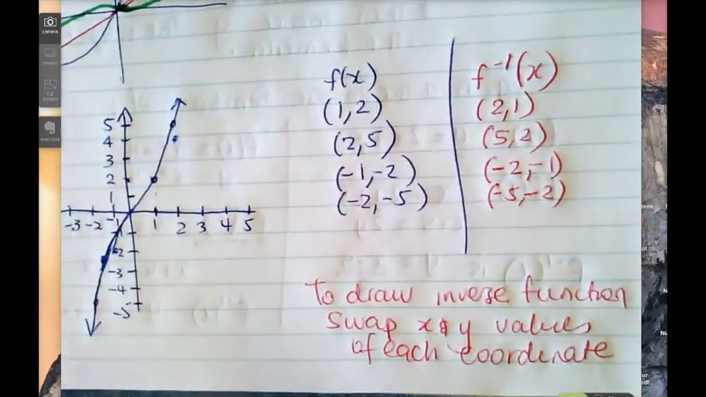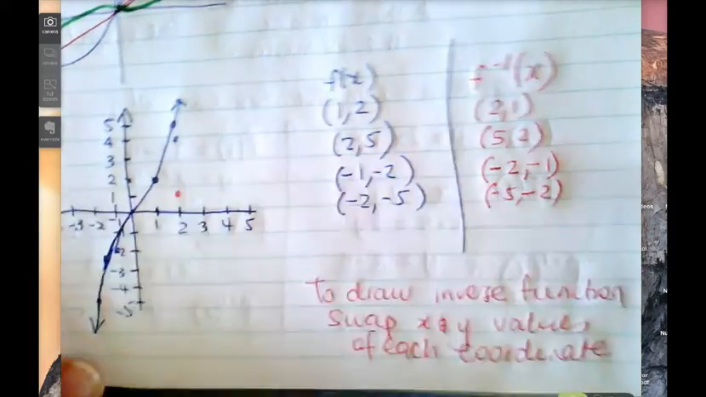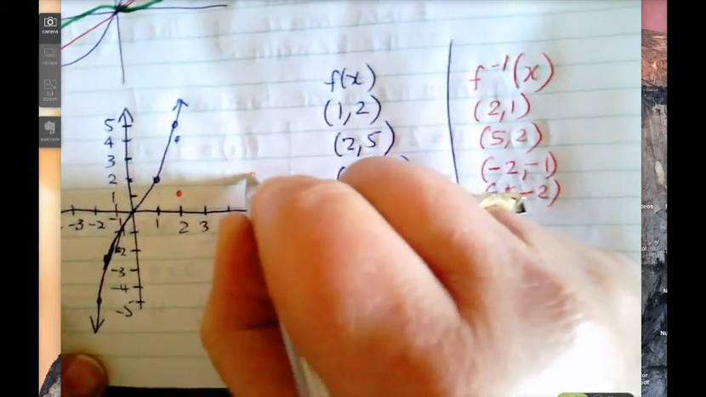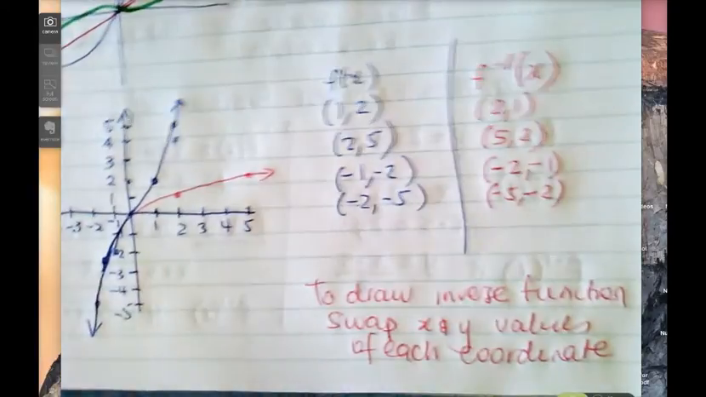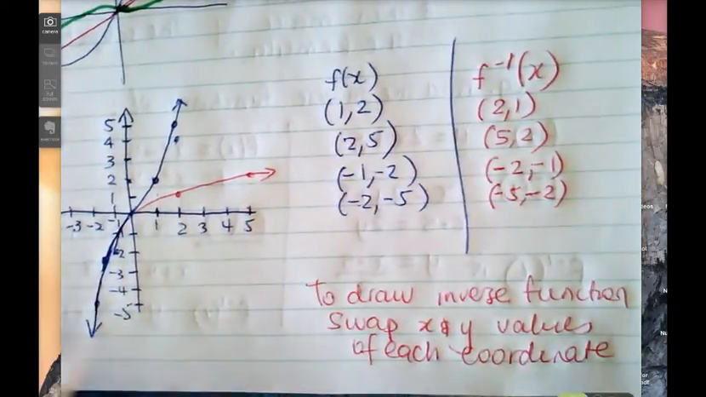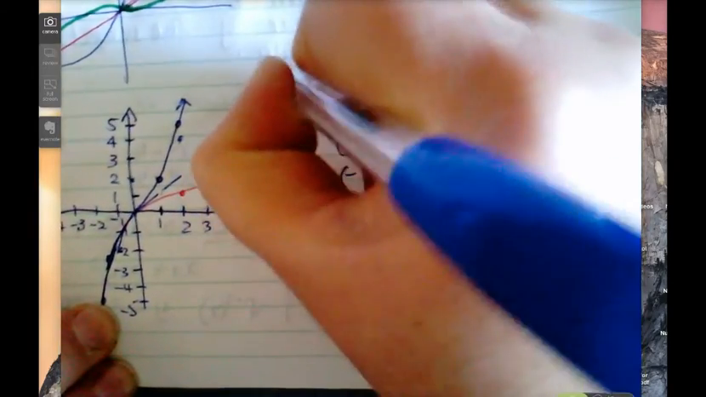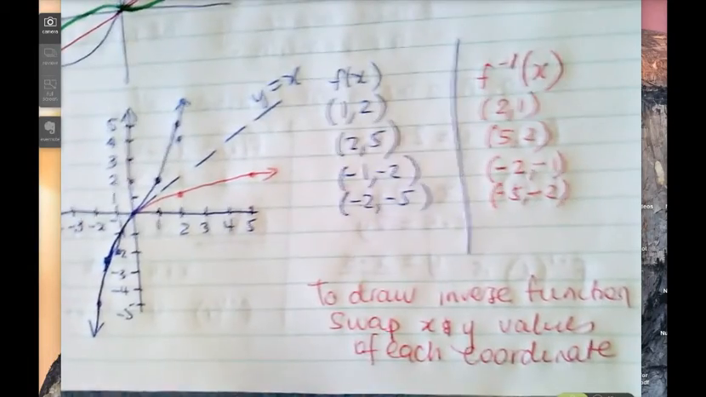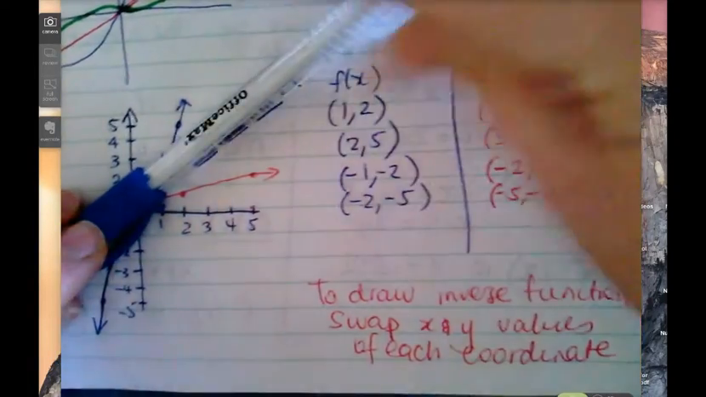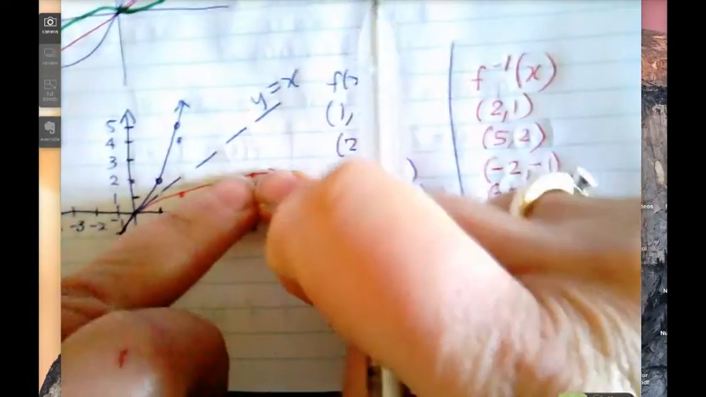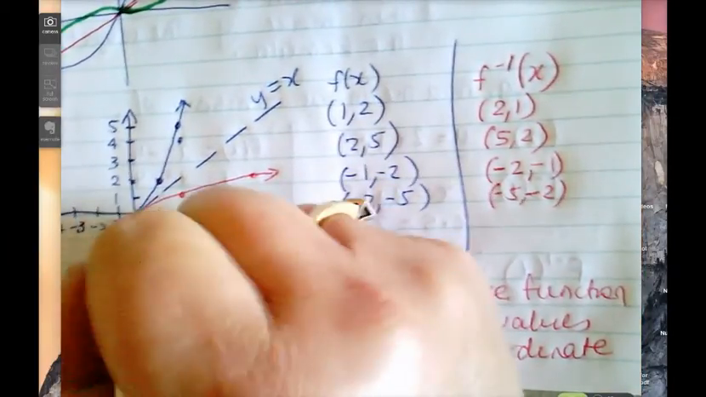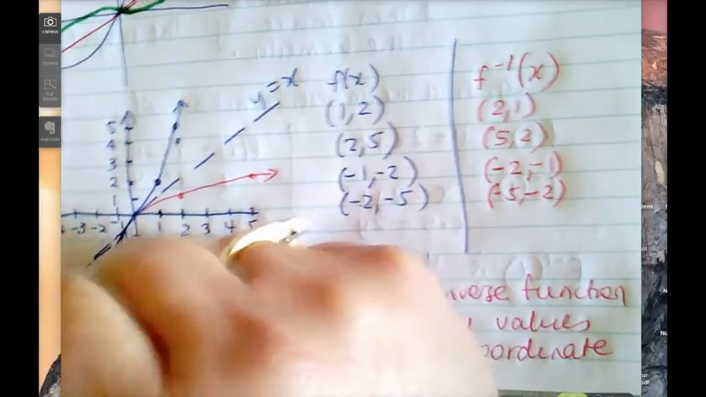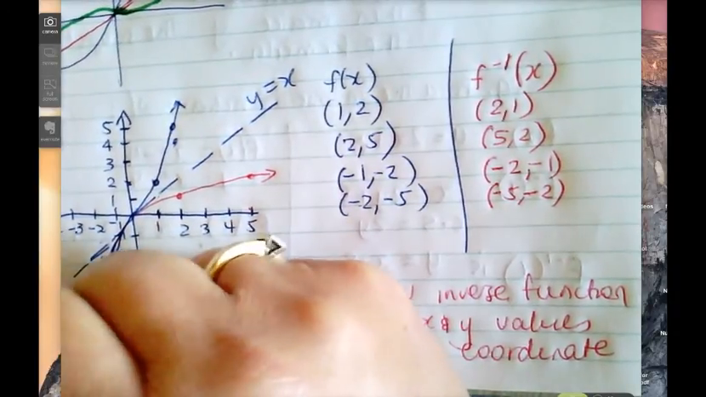Now I'm going to plot those points. (2, 1), (5, 2). Can you see, if I do the dotted line y = x, see how it's the mirror image? If I folded this, girls, that would sit on top of the red. All right, I'll keep going with this dotted line. But that is the easiest way to draw the inverse, girls.